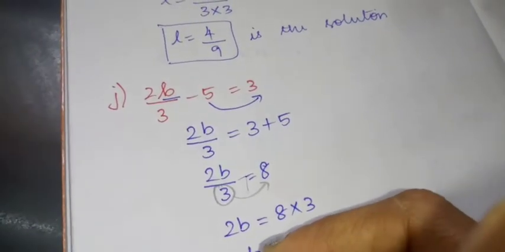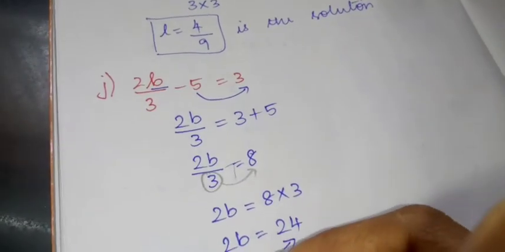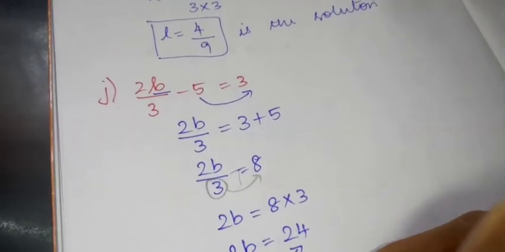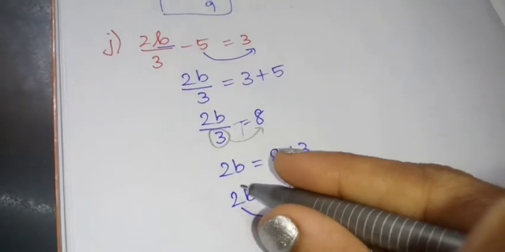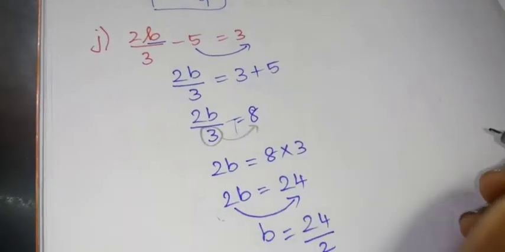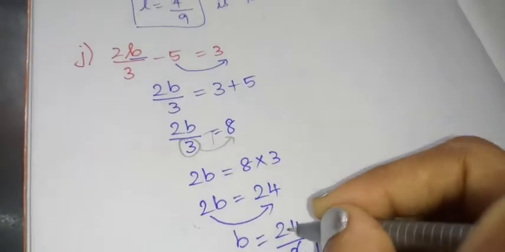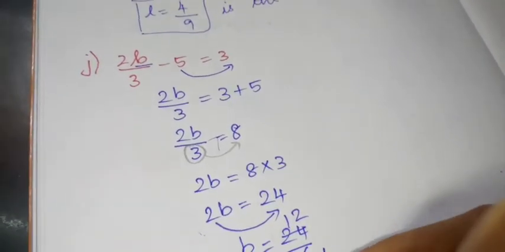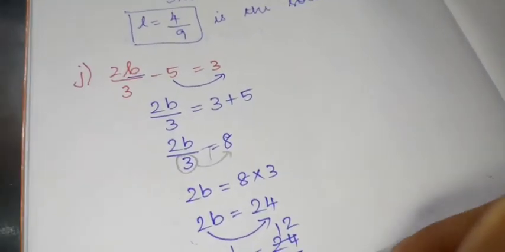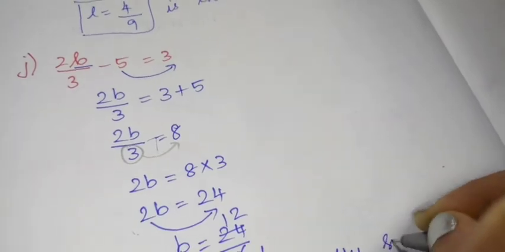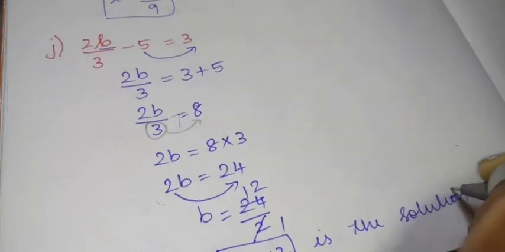Next I am going to bring this 2 to the next side. So b is equal to 24 divided by 2. Right, divided because it is multiplication; if it goes to that side it becomes division. 2 ones are 2, 2 twos are 4. So b is equal to 12 is the solution of the given equation.